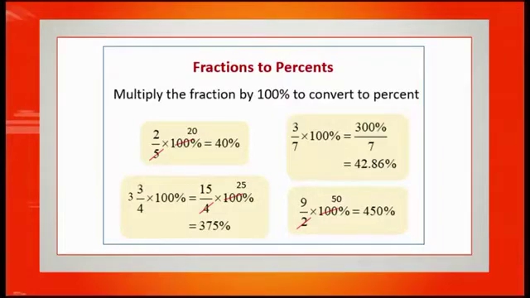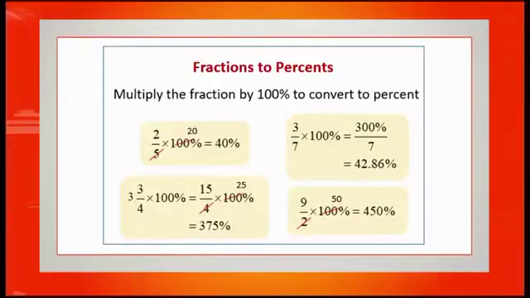Then you have 3 3/4, and you do the same thing. You multiply by 100. However, when you have a mixed number, in order to do the calculations easier, you will change the mixed number to an improper fraction. And how do we do that? We multiply the denominator by the number of wholes we have. So 4 multiplied by 3 gives us 12. 12 plus 3 gives us 15. And then you multiply throughout, 375%.